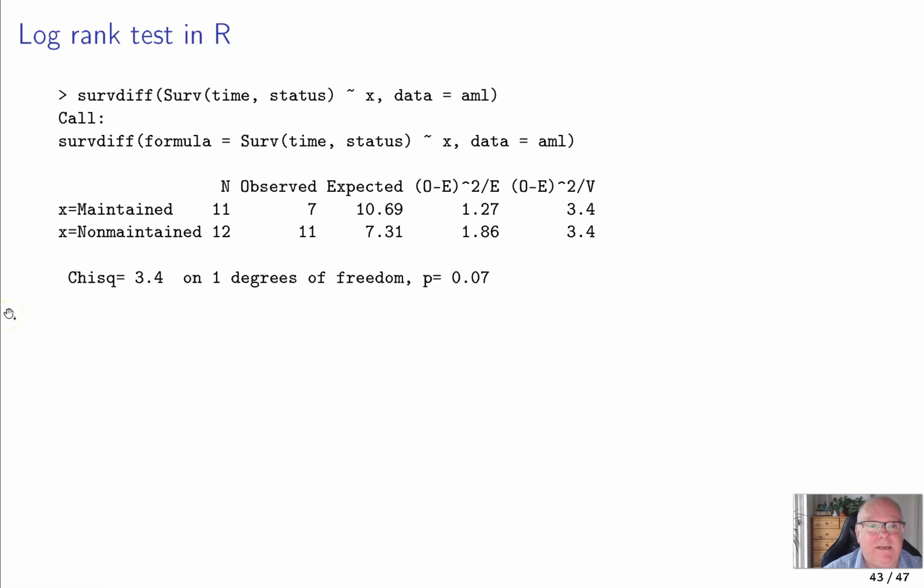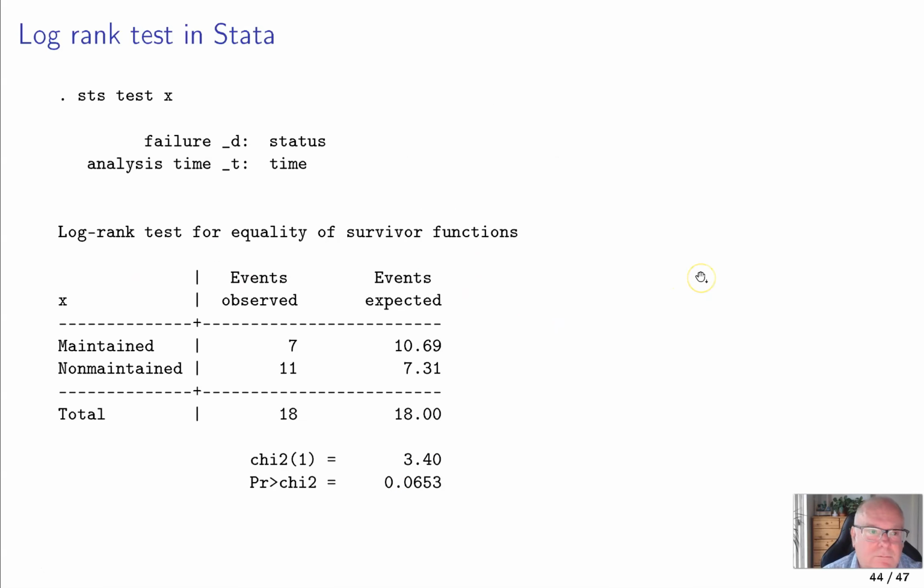Here's how we do the log-rank test in R. So we have our survival object, and then we apply the survdiff command to compare differences by our covariate X. And you can see these values here are the same as what we calculated previously. Here's our test statistic on 1 degree of freedom, and here's our p-value. In Stata, it's very similar. First we have to stset the data, and then we say sts test X, and the output is identical.